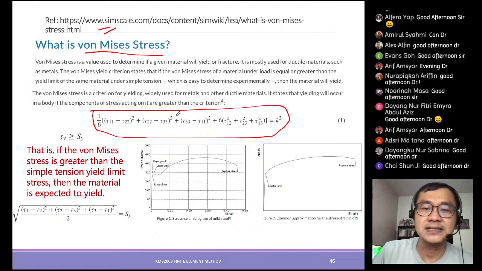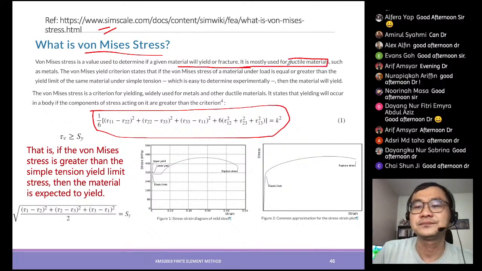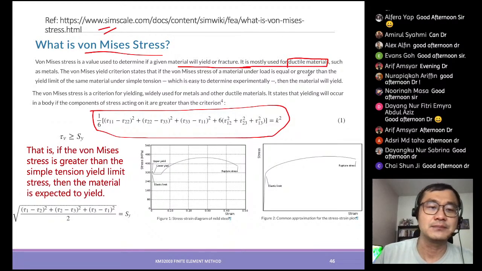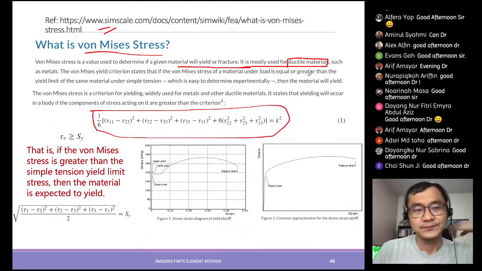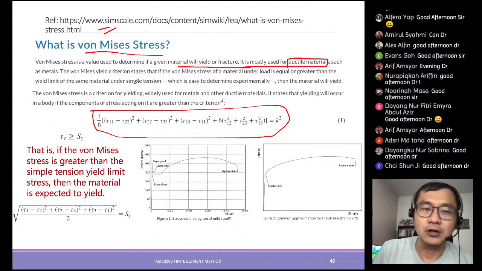The von Mises stress is basically useful to determine whether the material will yield or fracture for a ductile material. Ductile material, for example, is metal. They can yield, they can change form. So it would be useful for this type of problem. So this is how you can get it.